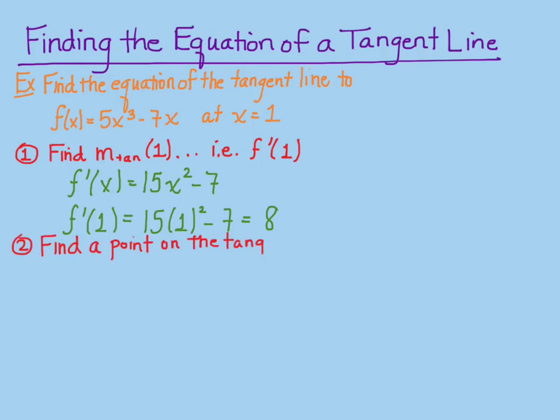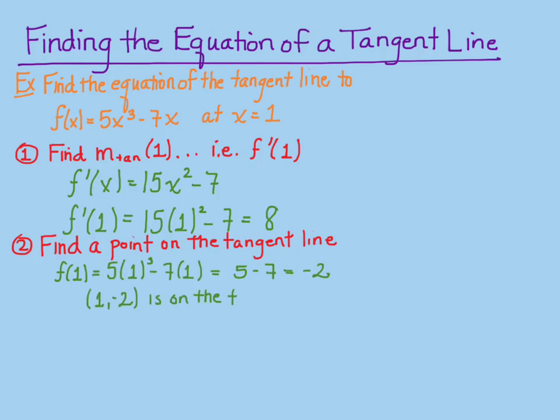Now find a point on the tangent line. Remember that the tangent line is going to touch the curve at the x value that we're interested in. So if we find the point on the curve where our x value is, that will also be a point on the tangent line. So we can plug in 1 into our function and see what the y value is there. f of 1 ends up being negative 2. So the point (1, negative 2) is both on the curve and on the tangent line.